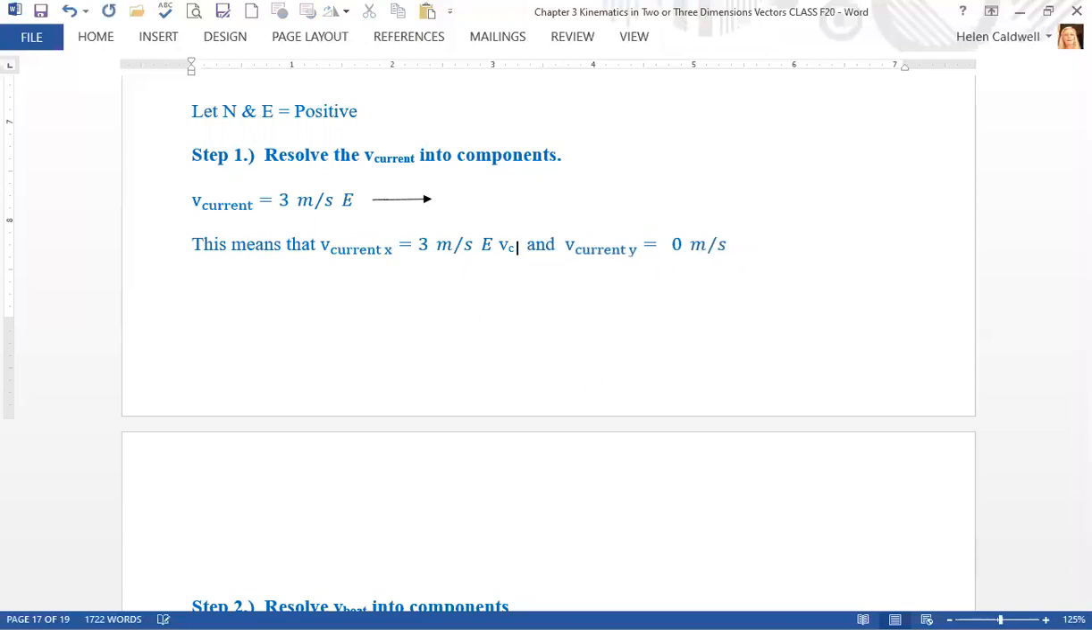I'm not sure why that's there, to be quite honest. And the velocity of the current in the y direction is 0 meters per second.